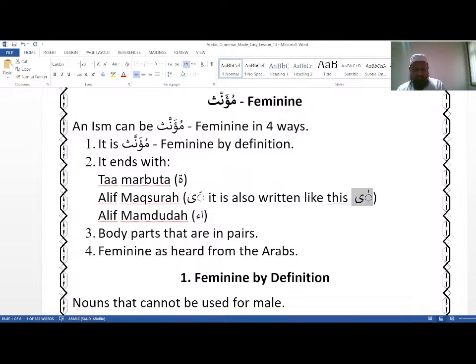Feminine by definition: those nouns that cannot be used for male. Either it has one of the signs, ta marbuta, alif maksura, or alif mamduda, or it doesn't have any signs. They cannot be used for male. That's what we mean by feminine by definition. Naturally, they are feminine.